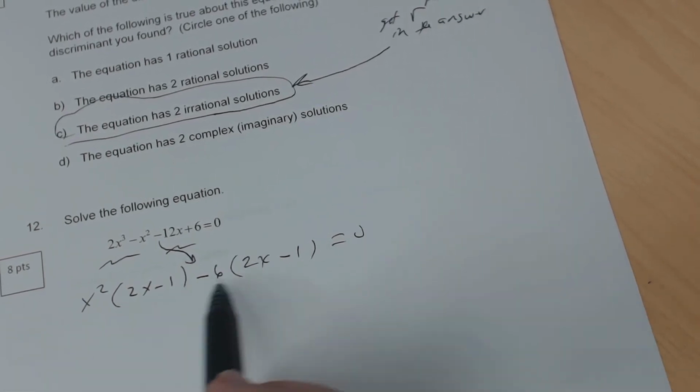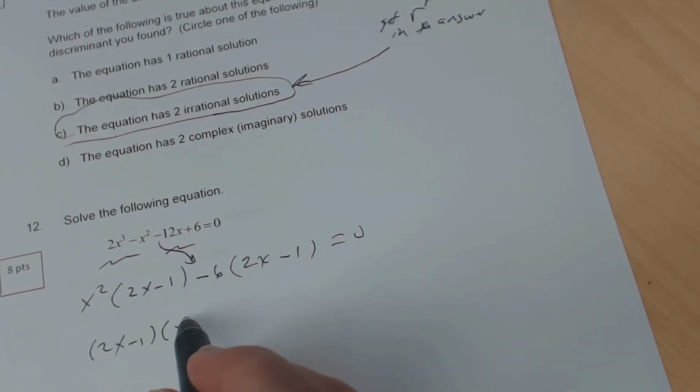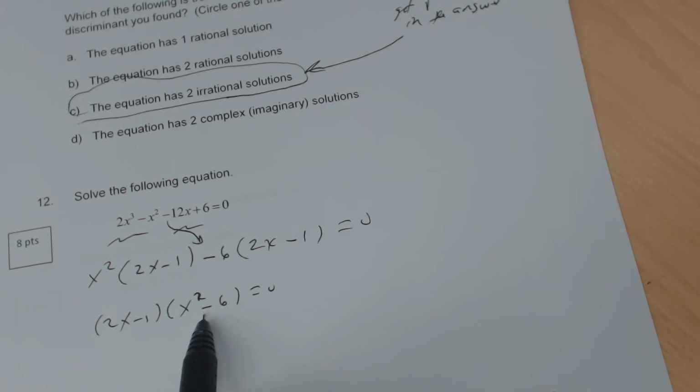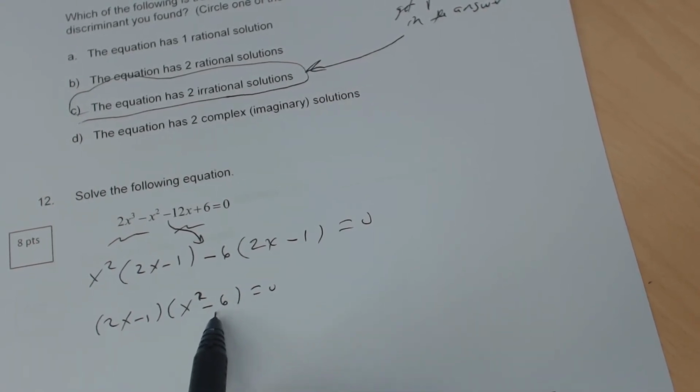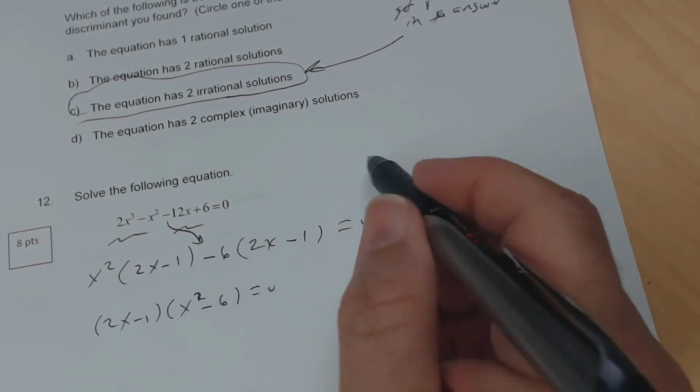Then you're going to factor out the common factor, which is 2x minus 1, and you're left with x squared minus 6, and that equals 0. Now, don't think that this second factor is a difference of two squares. First of all, 6 is not a perfect square. So you're not going to factor this, but you're still going to use the zero factor property.